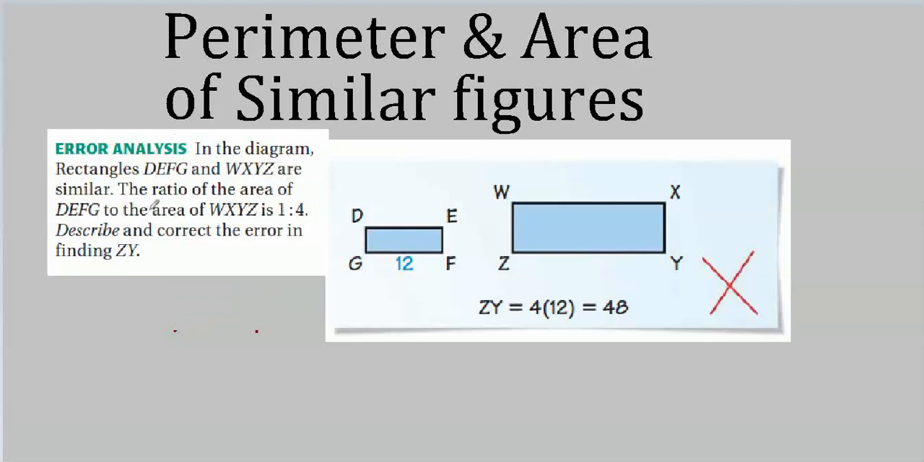What they have here is that the ratio of the areas is 1 to 4. Well, remember, if the scale factor is k for polygons, for the area it's k squared. So we can just write that 1 over 4 equals k squared, or k equals 1/2. That would be the square root of 1/4.